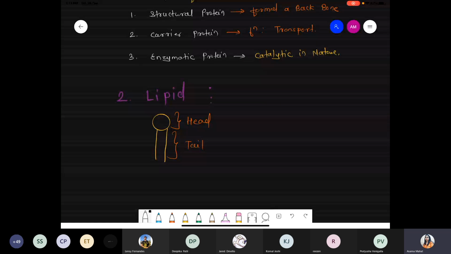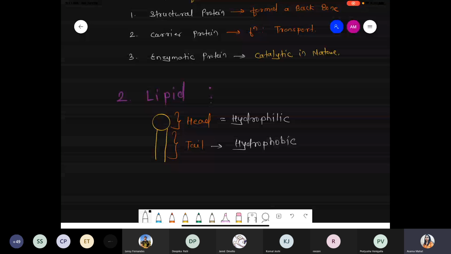Head, basically they are hydrophilic in nature, means they can interact with water, so hydrophilic. And when we are talking about the tail, these are the fatty acid chain, long chain of fatty acid. That's why we are using the word tail. So tail, basically they repel from the water, and that's why we can say these are hydrophobic in nature. We'll discuss that part later.